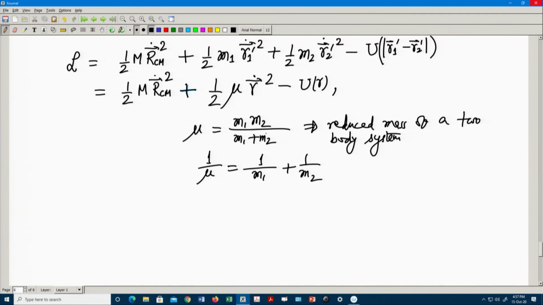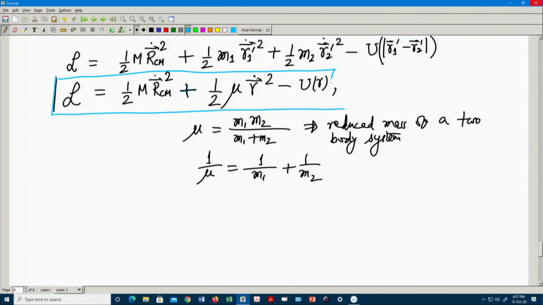1 upon mu is 1 upon M 1 plus 1 upon M 2. You can invert and see M 1 plus M 2 upon M 1 into M 2, and that gives precisely this. So, the Lagrangian of a two body system can be written in terms of kinetic energy of the center of mass, and with respect to the center of mass the kinetic energy of the system. So, a reduced mass is coming there. So, this is my final Lagrangian.